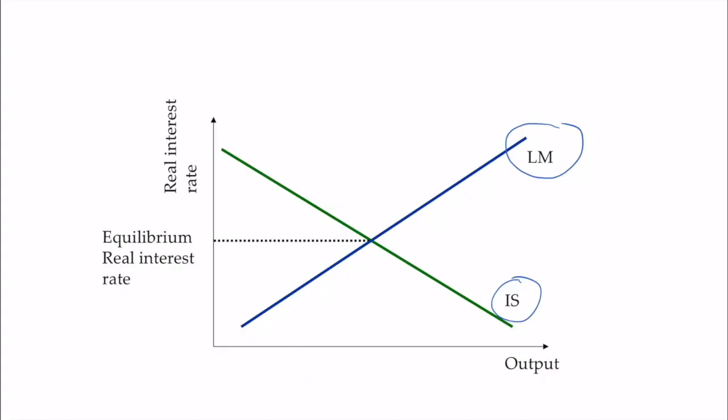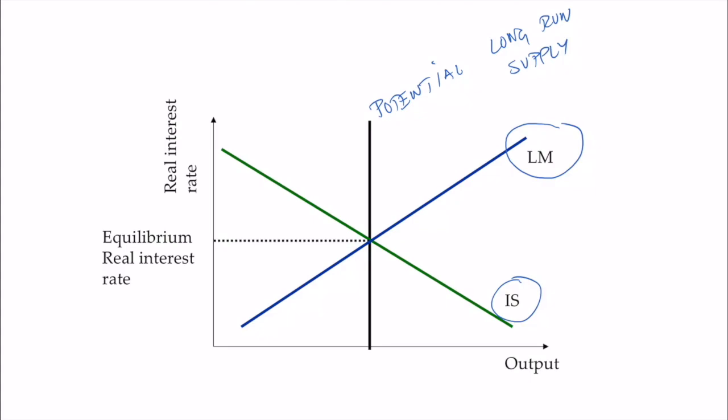Now we're going to add a vertical line that represents the potential level of output. This potential level of output is going to be related to the long-run dynamics of the economy, and we can think about it as the long-run supply of the economy. We can think about it as the level of output that is consistent with full utilization of the capacity that is installed and full employment.